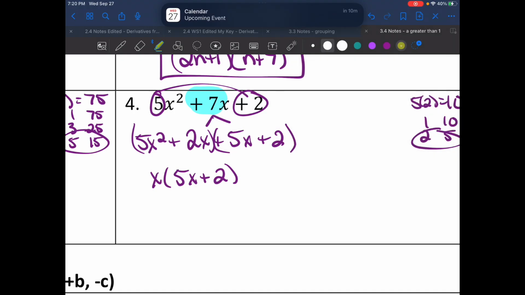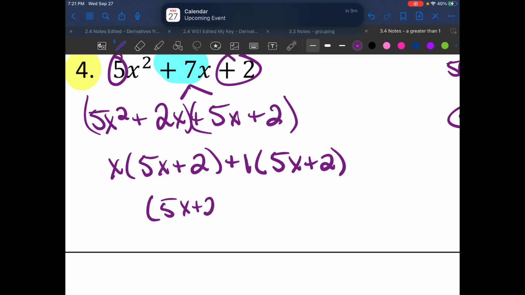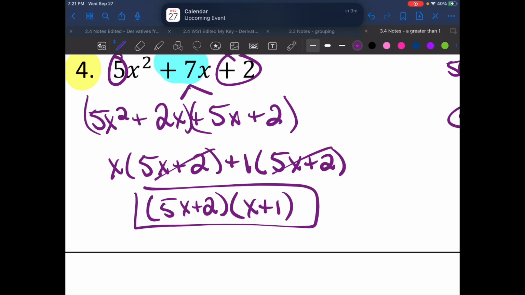Now, second group, I kind of want you to highlight this. Here's why. Your second group does not have a GCF other than a 1. You can always factor out a 1 or a negative 1. In this case, because that's positive, I'm going to factor out a positive 1. It's going to keep the factors the same, but it's going to give me a value right here. That common binomial factor is now 5x plus 2. And here's why I needed that 1. It's your other binomial factor.